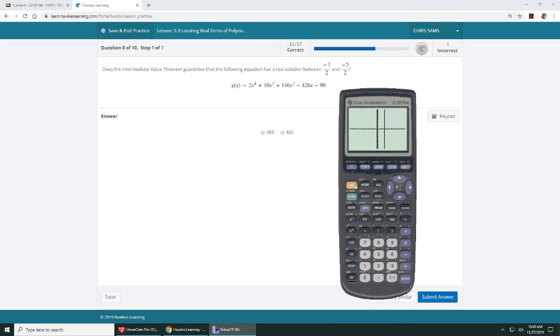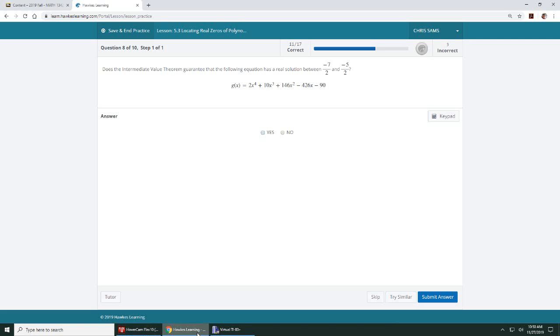And what we're going to do is go to the second button and calculate. So this CALC, hard to see, but second, hit the trace button and we'll calculate. And we want to just do value. So enter a value. They want to know what the x value is. So we're going to put in the first one, -7 divided by 2. And it's going to give me a y value. So notice the y value is positive 3,000.